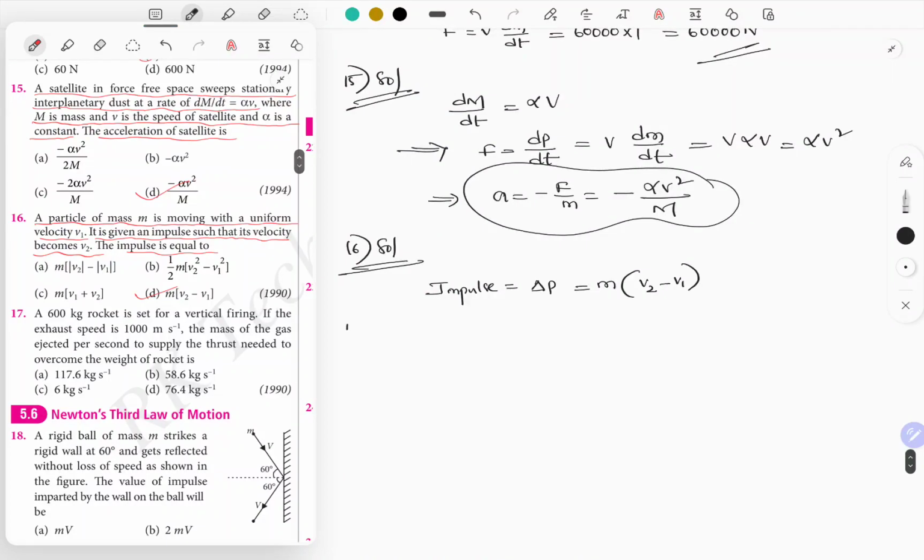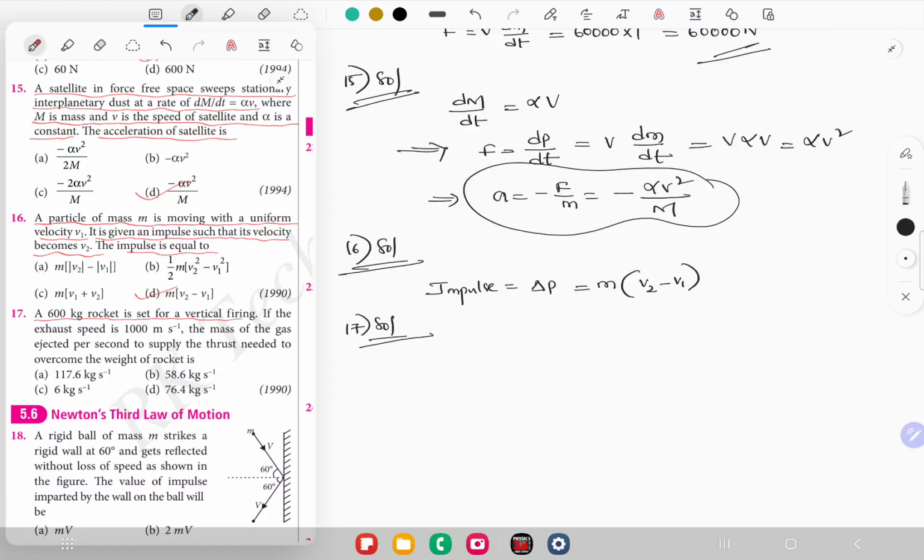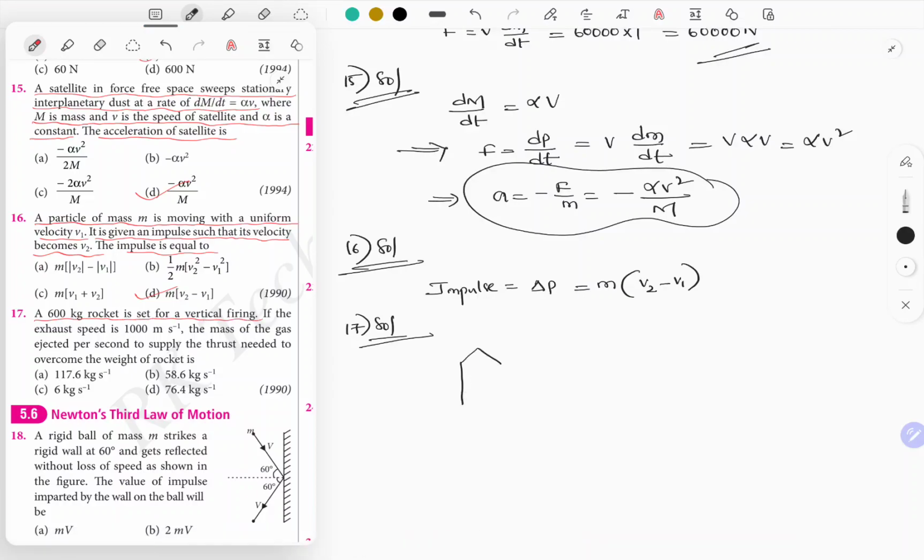Next, question number 17 solution. A 600 kg rocket is set for vertical firing. What's the mass of the rocket? 600 kg. M is equal to 600 kg. Exhaust speed is 1000 meter per second. The mass of the gas ejected per second to supply the thrust needed to overcome the weight of the rocket is, it is going to be F is equal to V into dm by dt.